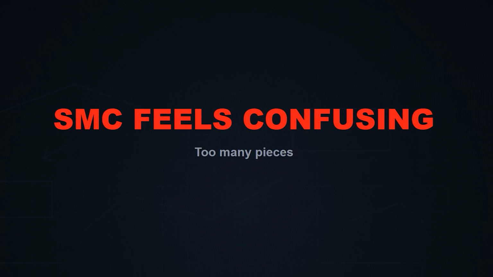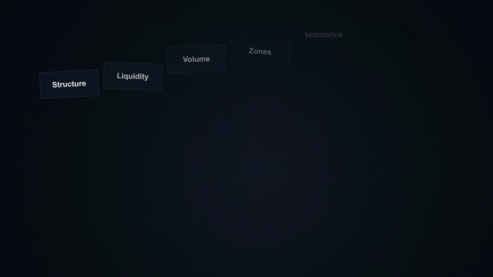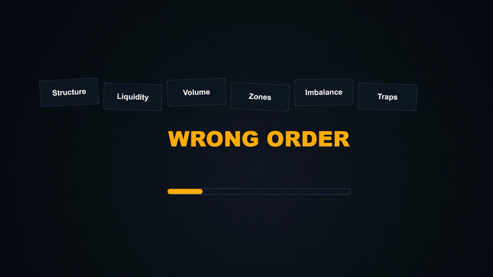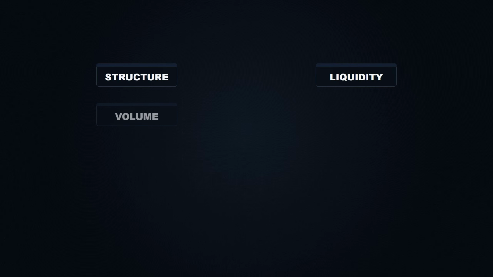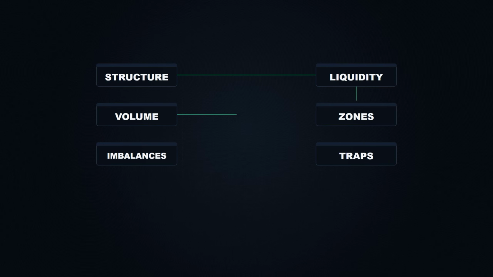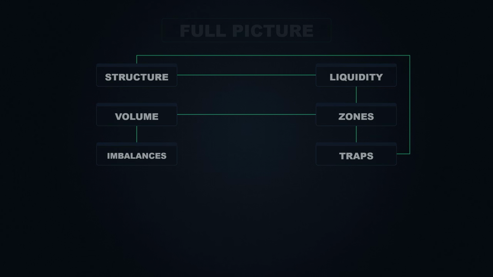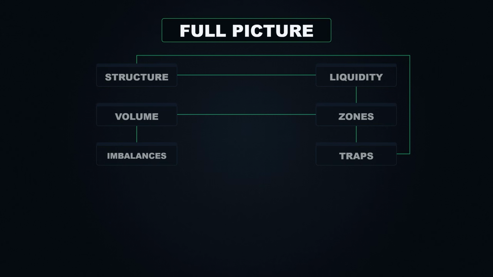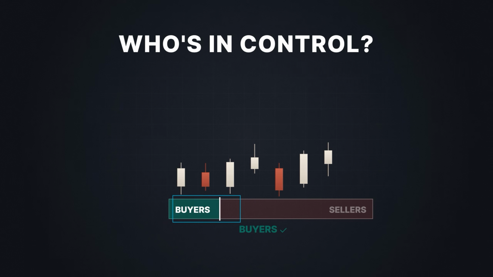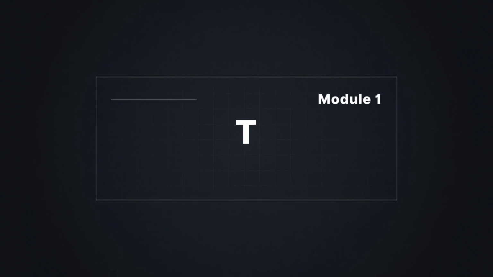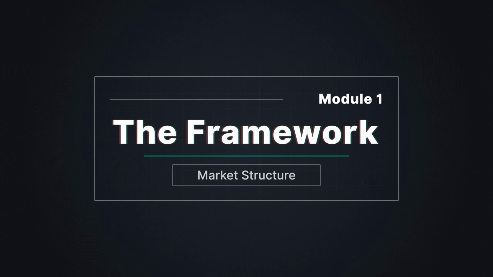If smart money concepts feel confusing, the problem is not you. The problem is that you learn the pieces in the wrong order, or you get the incomplete version. This masterclass gives you the full sequence, from structure, liquidity, and volume, to zones, imbalances, and traps, plus the full chart execution.